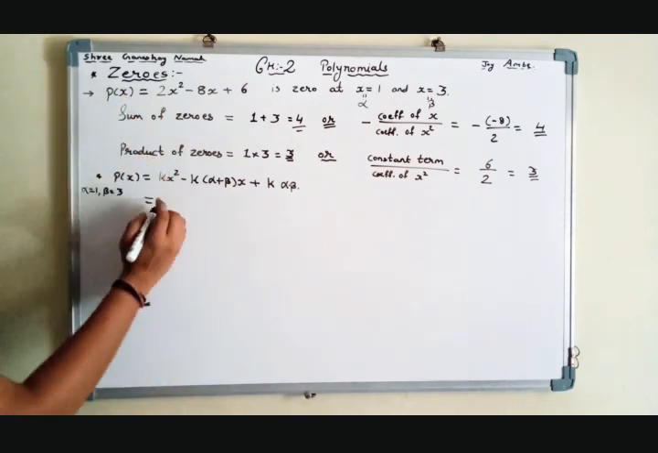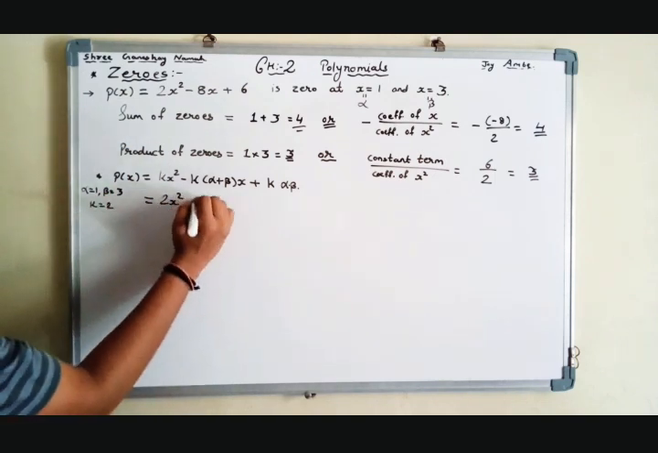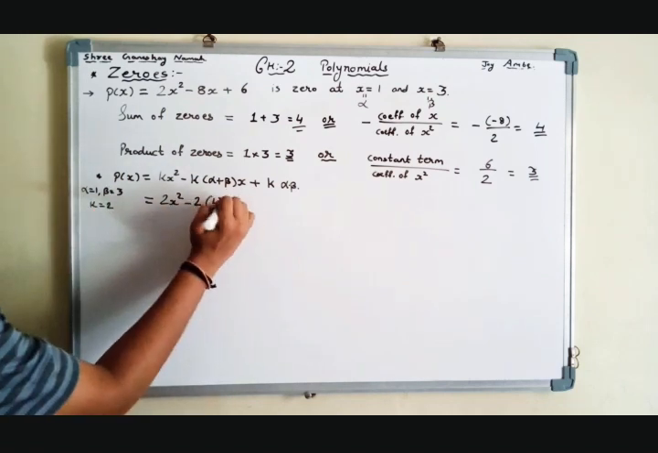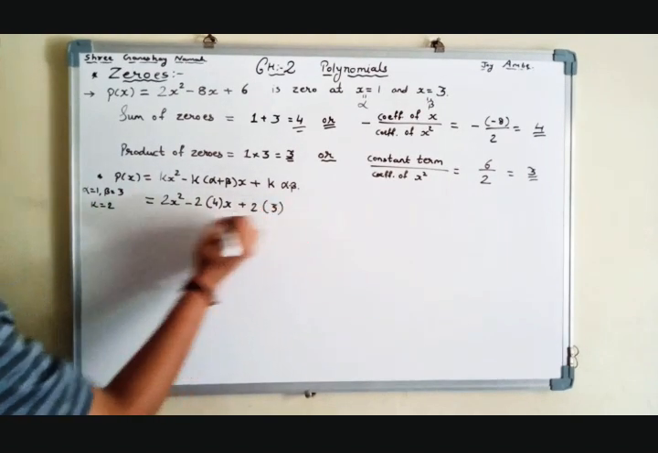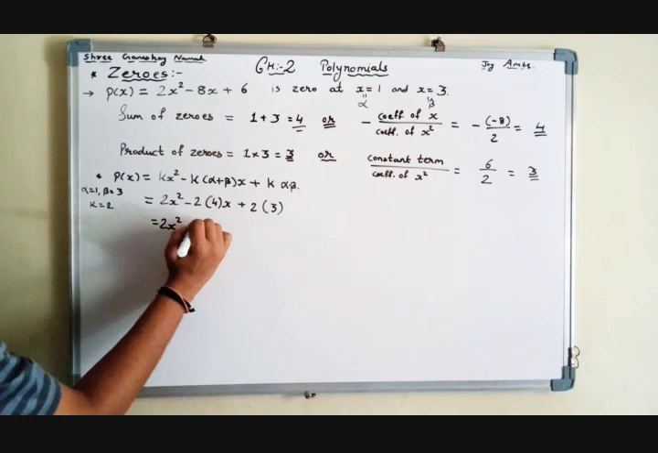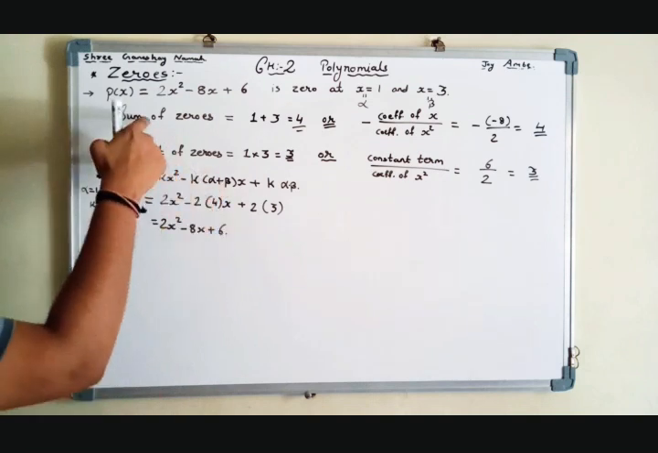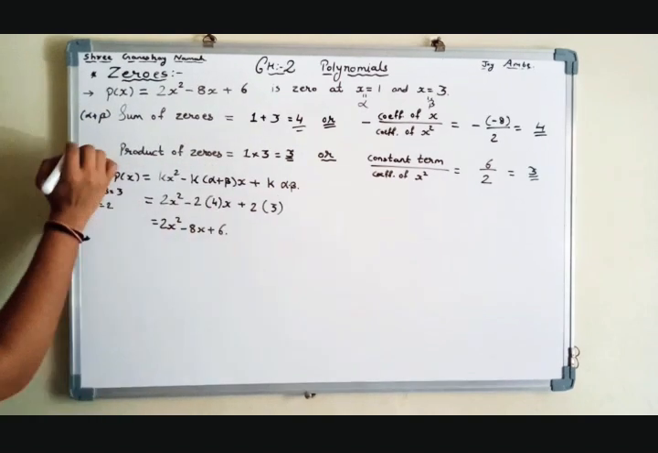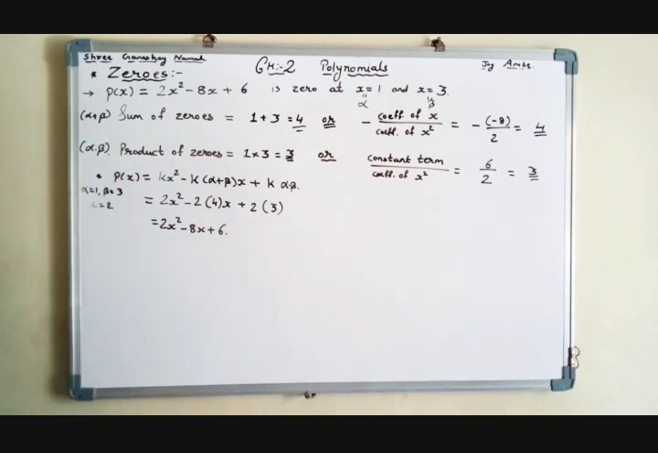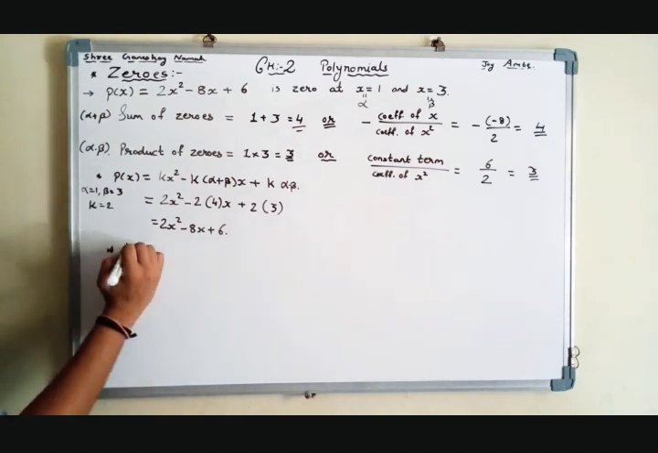We will write here alpha 1, beta 3. So k is 2, and k is also 2. 2x square minus k, which is 2, times alpha plus beta, that is 4, x. K is 2, alpha into beta, that is 3. So 2x square minus 8x plus 6. Okay. So what is alpha plus beta? That is the sum of zeros. So we will write here alpha plus beta. What is the product of zeros? That is alpha into beta.